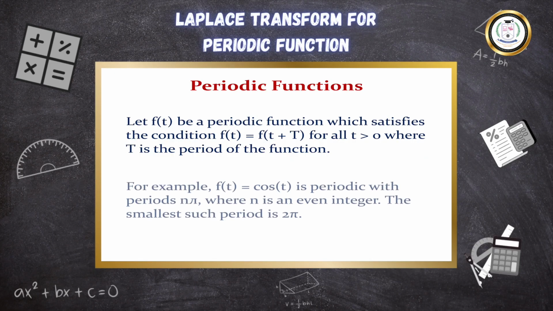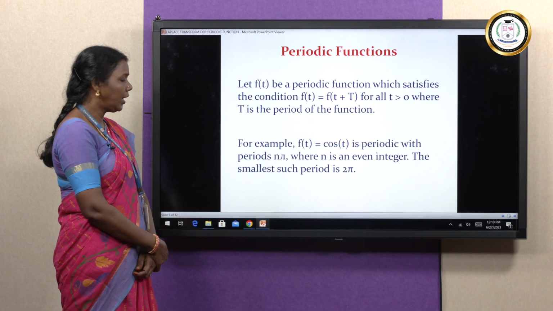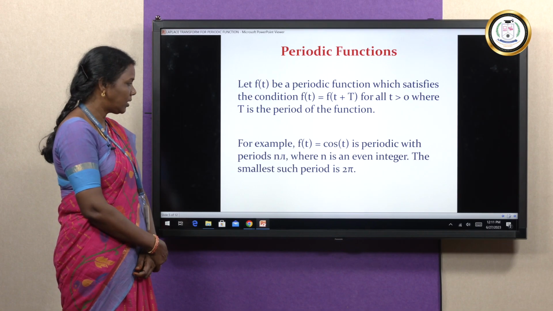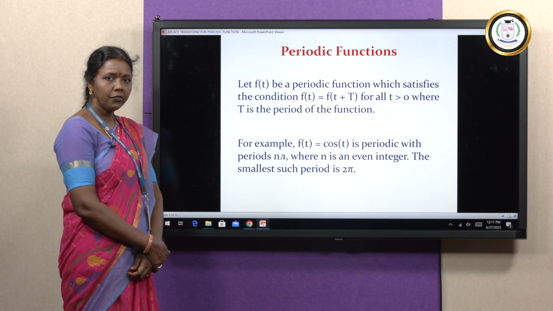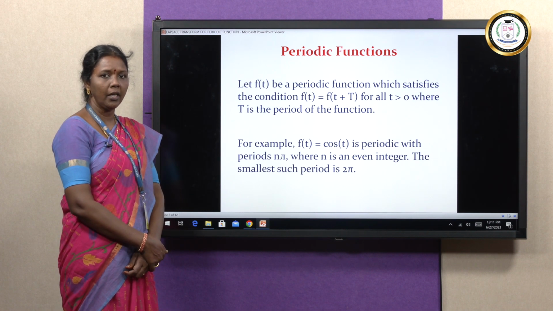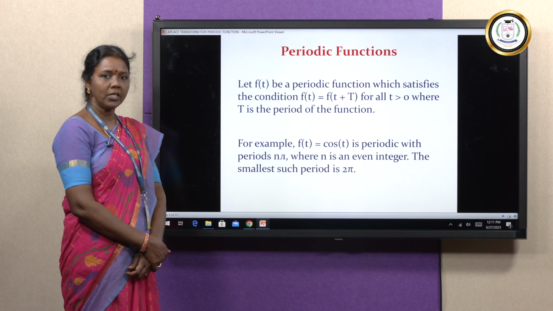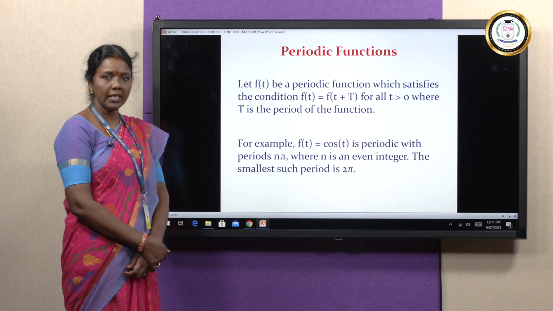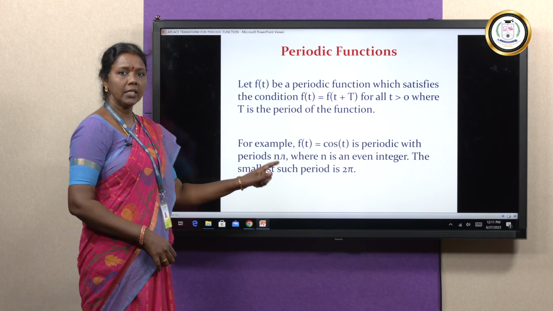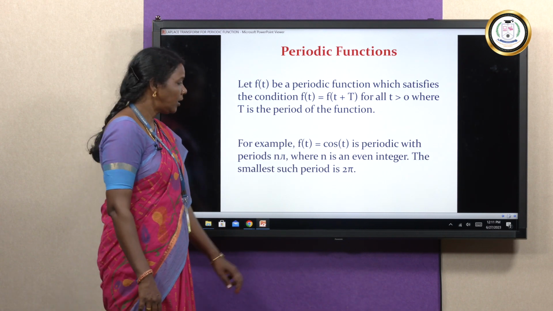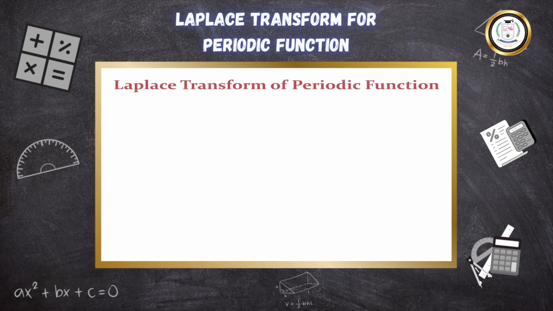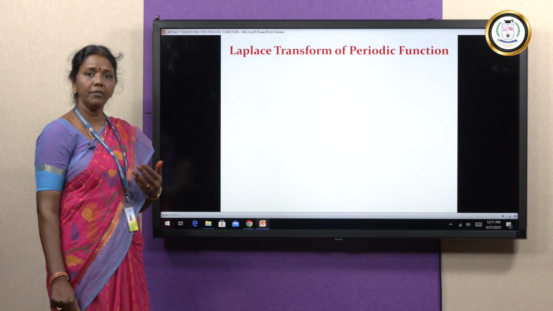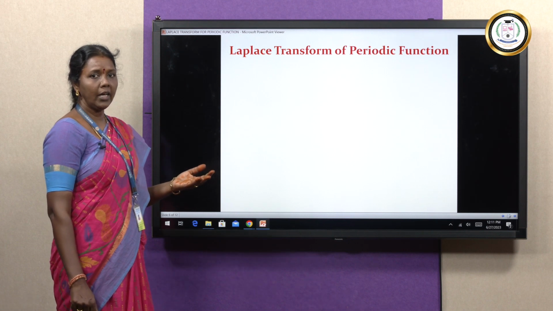For example, I have given cos t. F of t is cos t, and if we are taking cos of t plus 2 pi, cos of t plus 4 pi, cos of t plus 6 pi, for all n values taking even integers, it will remain cos t itself. So, cos t is a periodic function with period 2 pi, and tan t is a periodic function with period pi. Sin t is also a periodic function. So, with that we can check.